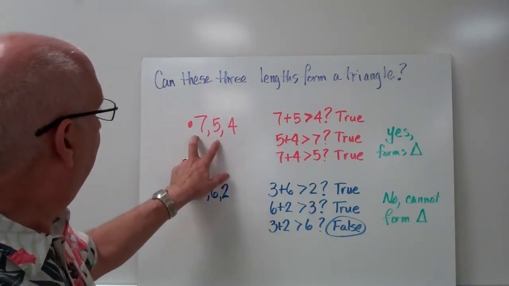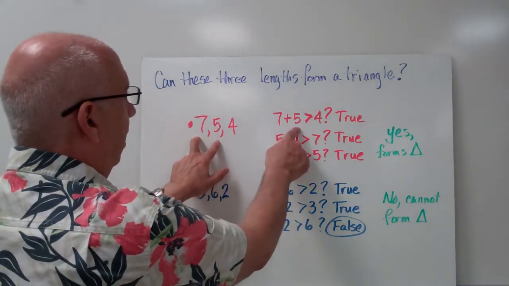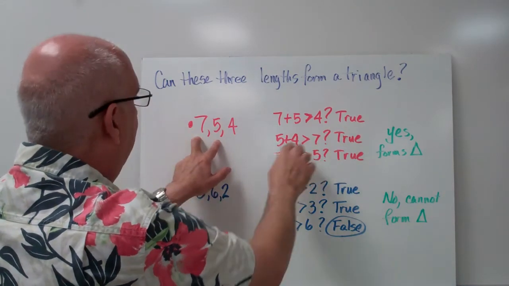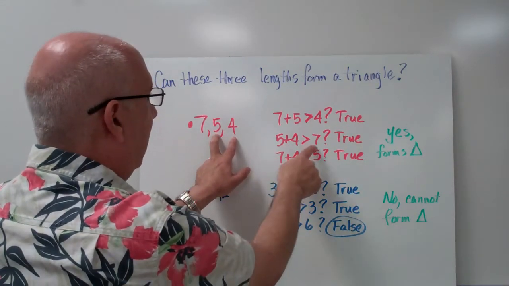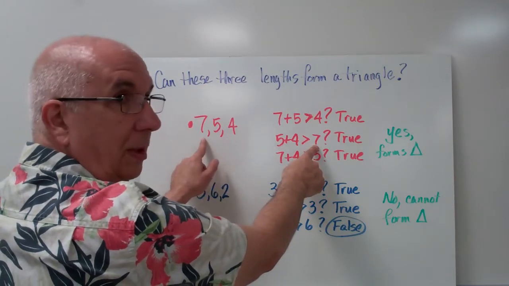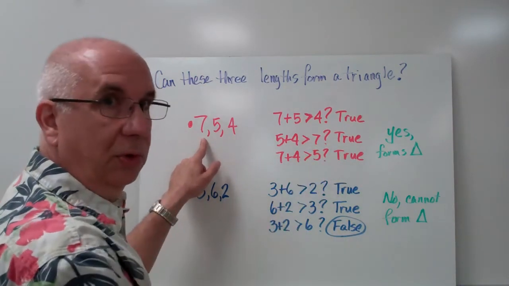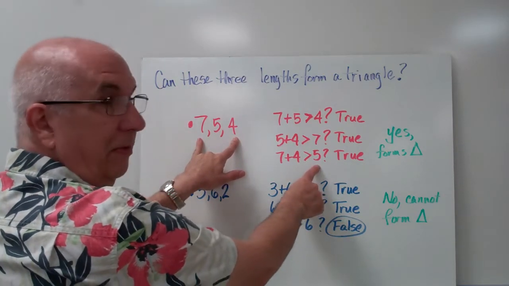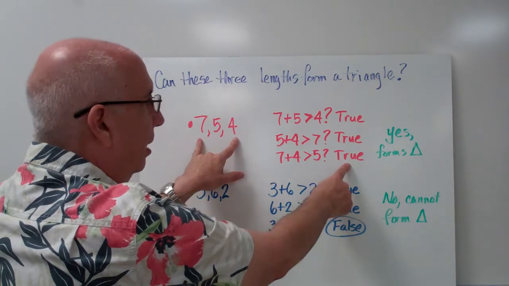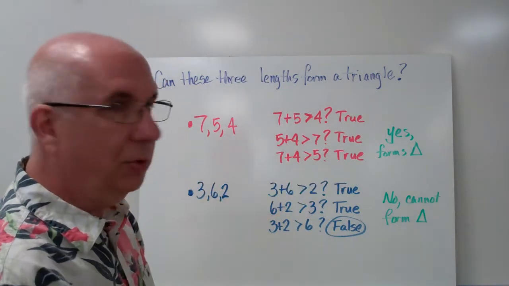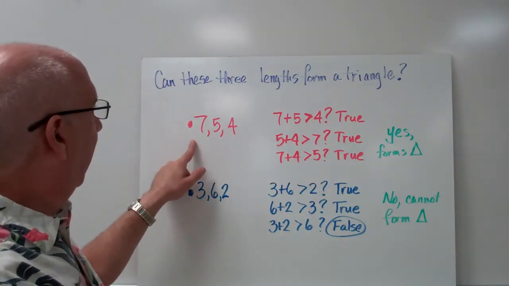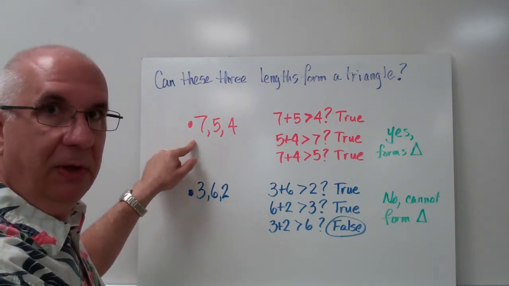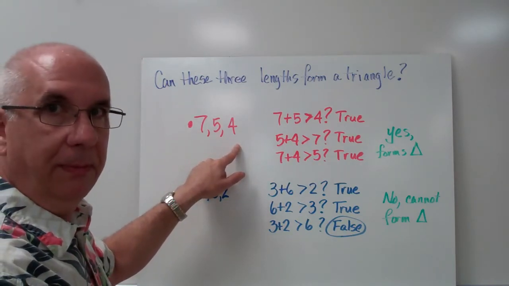So, we check the sum of these two. Is that greater than 4? Yes, it is. It's a true statement. The sum of these two, is that greater than 7? The third one? Yes, it is. Another true statement. The sum of these two, greater than 5. Yes, it is. It is a true statement. All three statements are true. Therefore, I can have a triangle formed when I have side lengths of 7, 5, and 4.